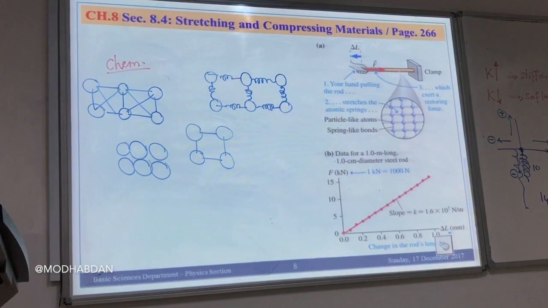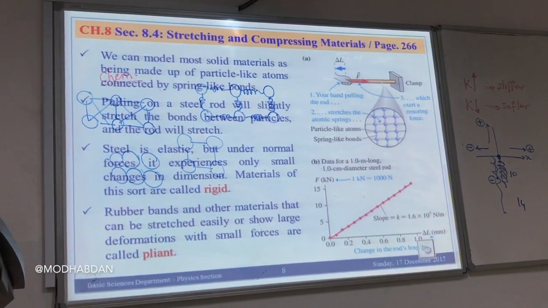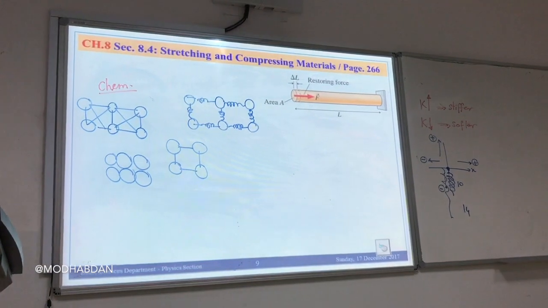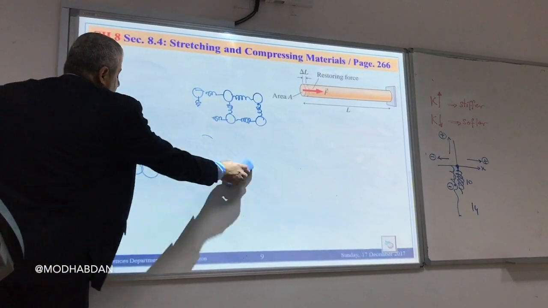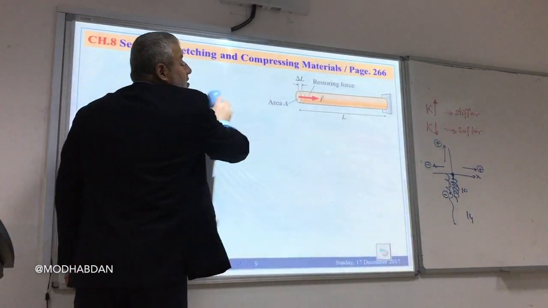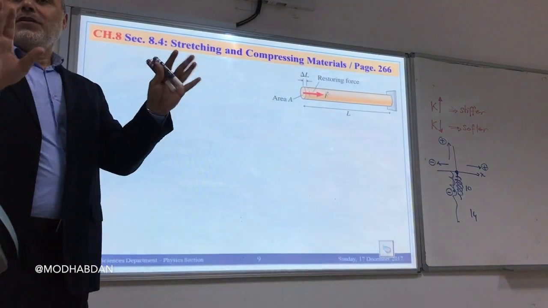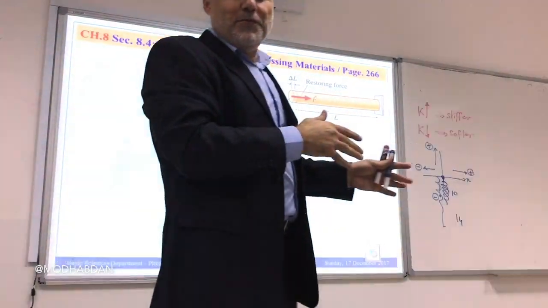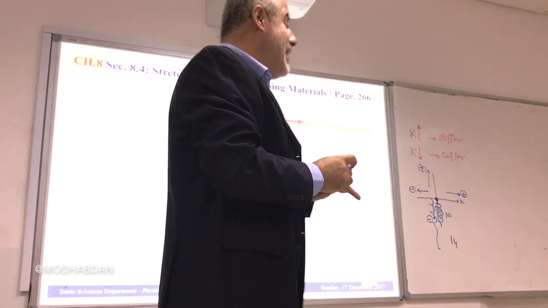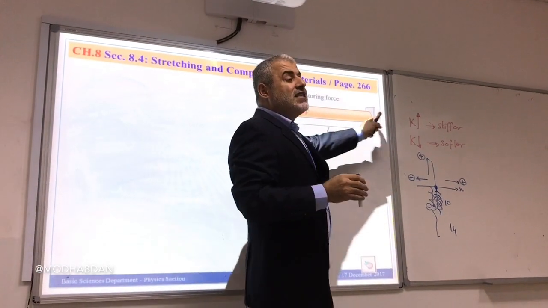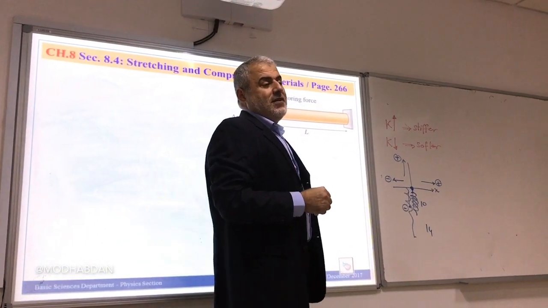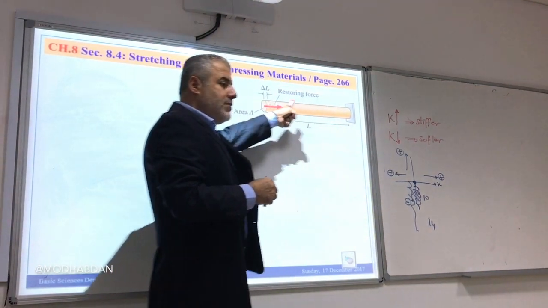Now I need to show you something. Sometimes when we explain something, we try to simply figure it out from a physical view, not from a chemistry or biological view. Pay attention. Suppose we have a steel rod like this one, and you pull it.